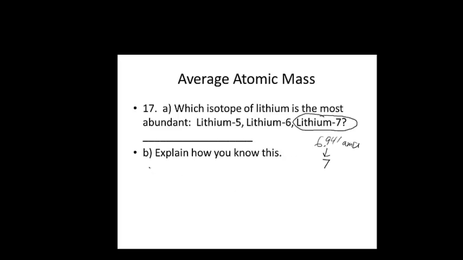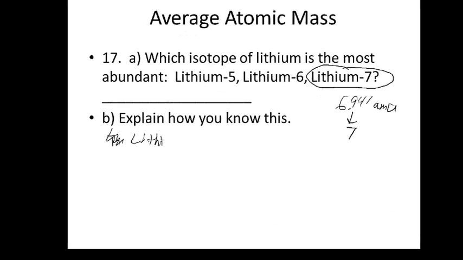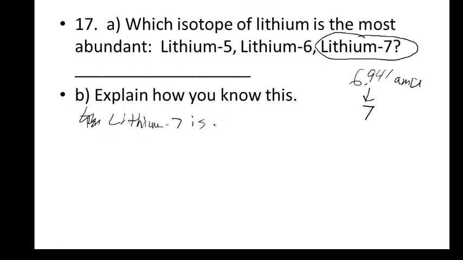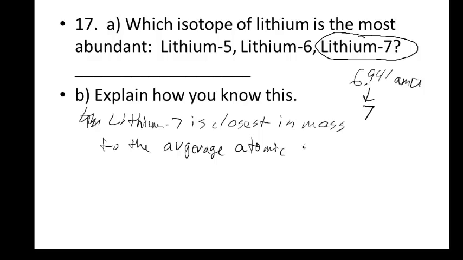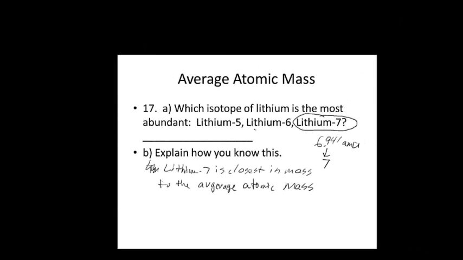Explain. We're going to explain that lithium 7 is closest in mass to the average atomic mass. So we round this to the closest whole number, which is 7, and this mass number at the end is going to be closest to the average atomic mass. So we rounded it to 7, and lithium 7 is the most abundant.